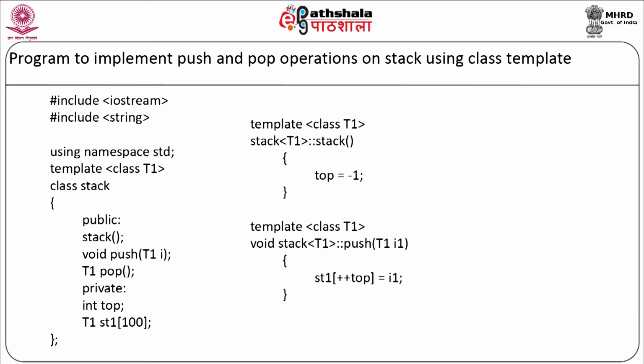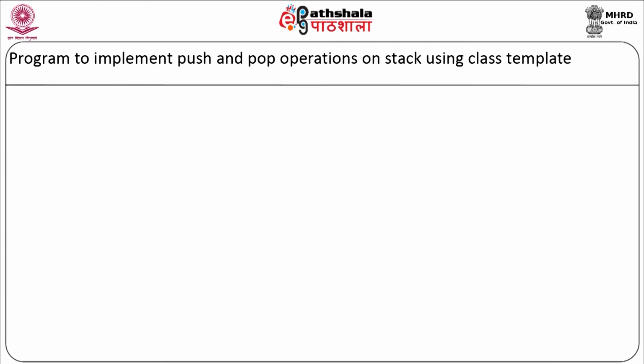So it will be st1[++top] = i1, and the push function will end. Next is the pop function: template <class T1> T1 stack<T1>::pop(), return st1[top--], end of the pop function. As you can see here, for the push function the return type is void and for the pop function the return type is T1. Now we will start with the main program.